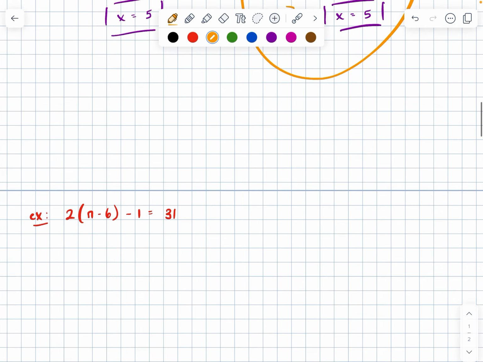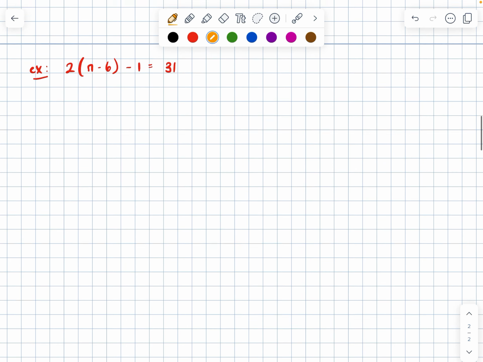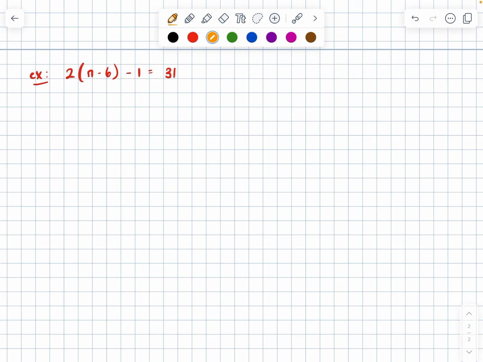Alrighty, let's do a couple more. So let's take this friend. I've got 2(n - 6) - 1 = 31. So again, take 10 seconds, just look at this. Pause and game plan. What's the series of steps that I want to take, and in what order, to get my variable n by itself? Go ahead, pause. What do you think?